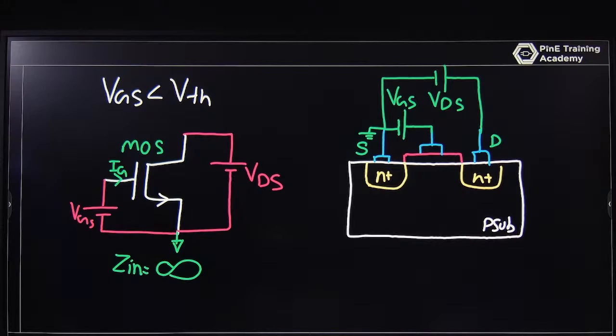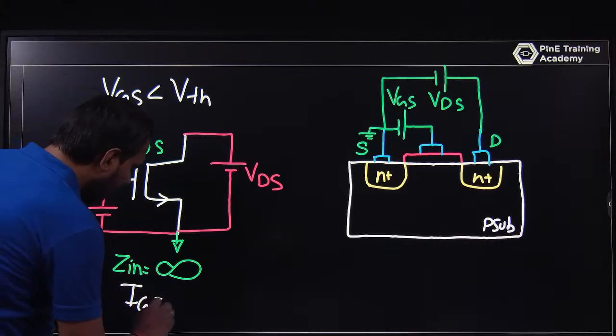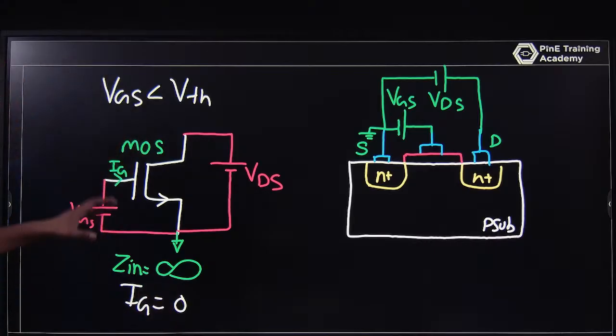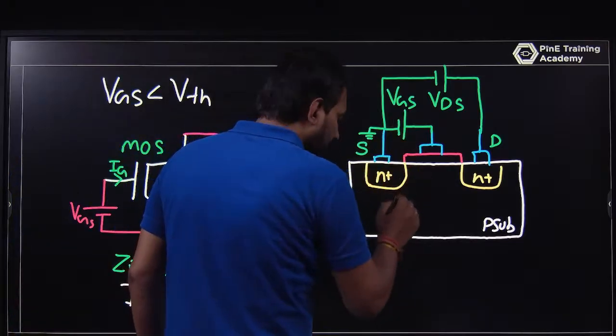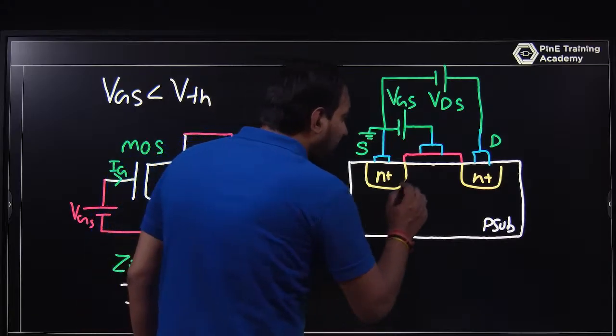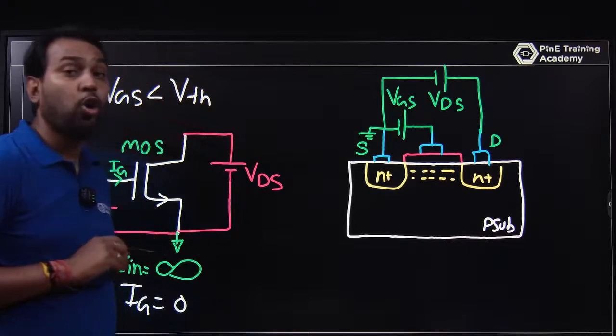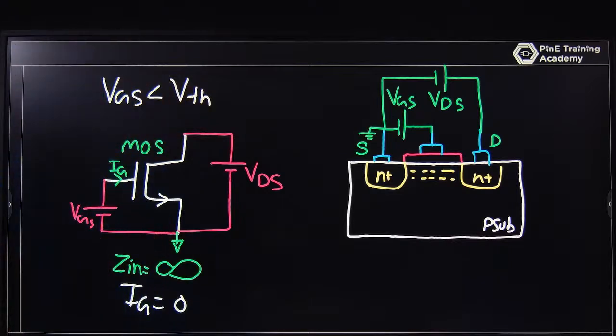Okay, so let's talk about the case where VGS is less than VTH. What is happening? Firstly, think that the input impedance is infinite and the gate current is 0. Ideally, the gate current is 0. And if VGS is less than VTH, you have a channel, but this channel is not enough to provide good conduction between N plus and N plus, between source and drain.